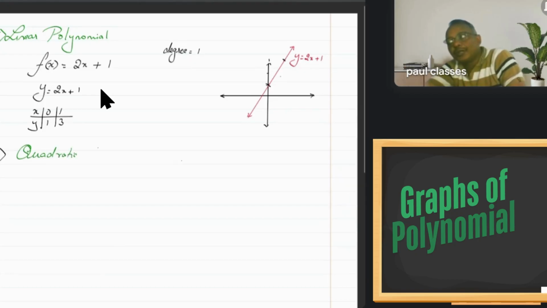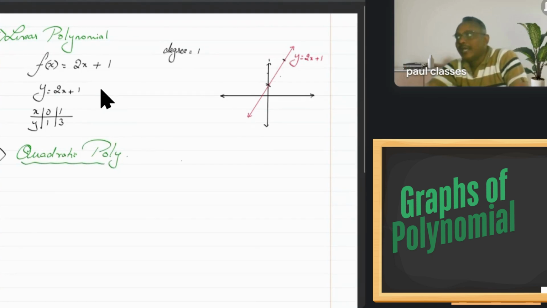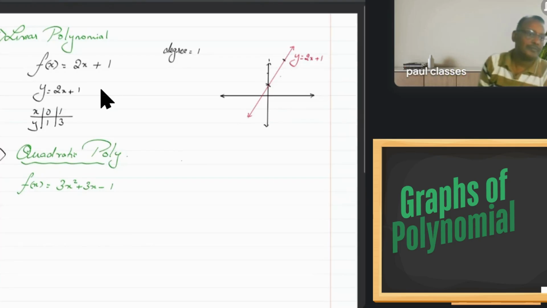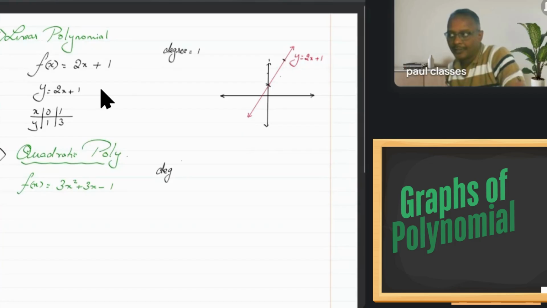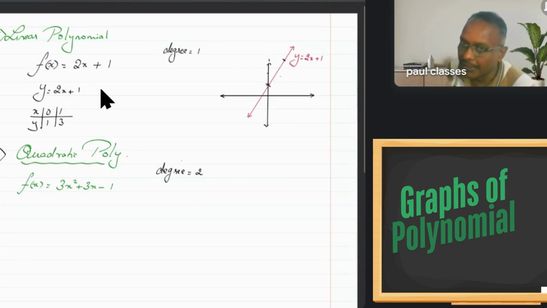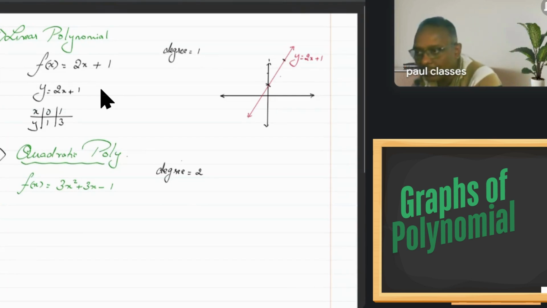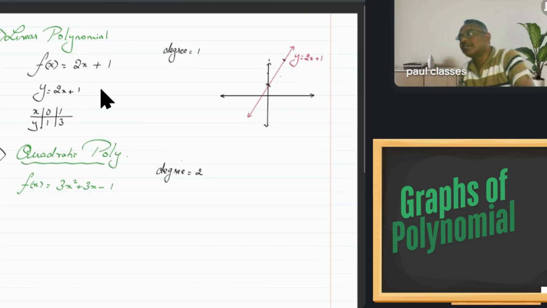Okay, I'm going on and on. The quadratic polynomial is something like f(x) = x square plus 3x plus a minus 1. And this is a quadratic polynomial. The highest power of x here is what? 2. Remember one thing, children. A quadratic polynomial is always a parabolic shape.